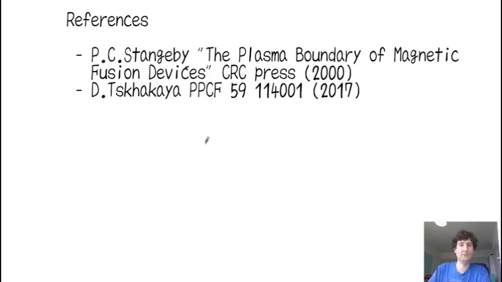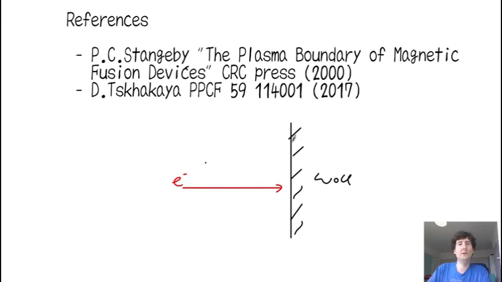So let's discuss what we're talking about in the sheath. We have a wall here, and in the sheath we have electrons and we have ions arriving at the wall. The electrons, of course, arrive first. So we have high energy electrons hitting the wall first, because they're moving so much faster than the ions. So the ions are coming in like this.